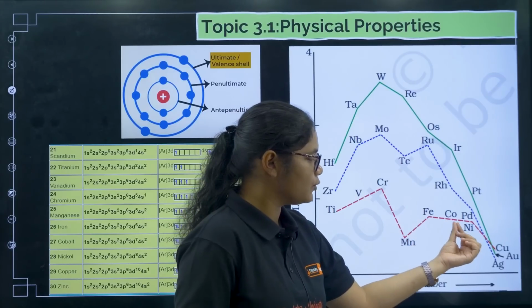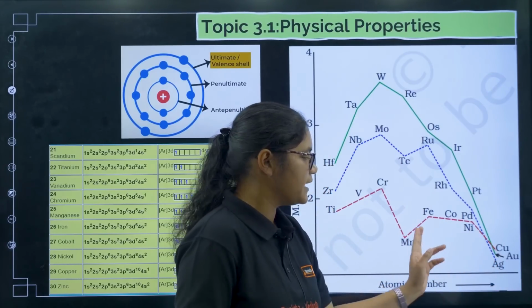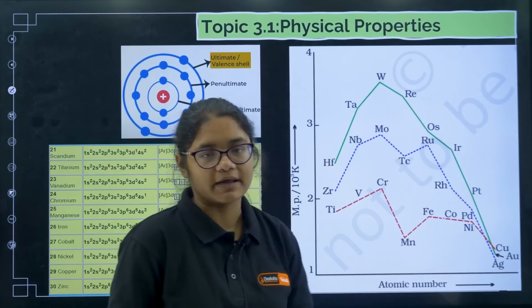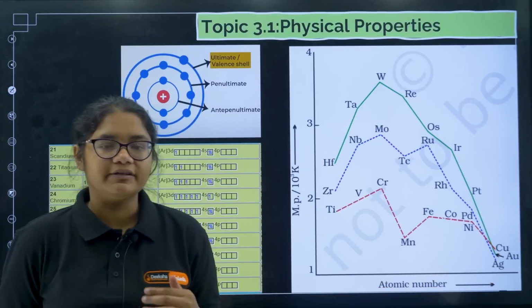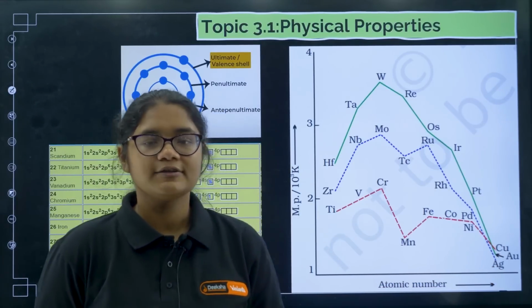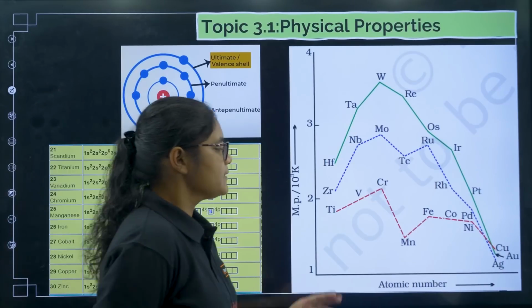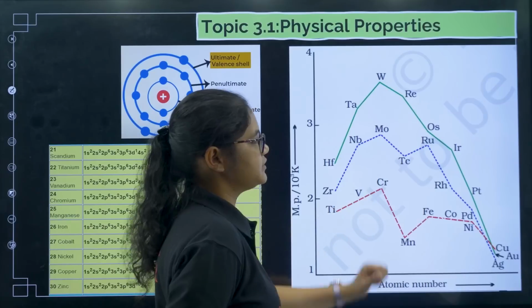We have iron, cobalt, nickel, and then for copper again it dips. Clear? The reason for copper is that it has a 3d10 configuration. 3d10 configuration means no unpaired electron, so the melting point will decrease. So that is what the graph says. The same thing applies for technetium as well.